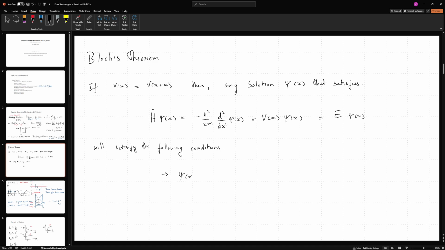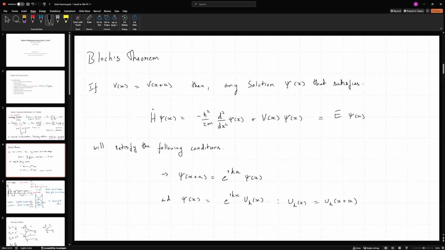First part is psi of x plus a is equal to e to the power i k a times psi of x. And both of these conditions are equivalent. Psi of x is equal to e to the power i k x times u_k of x. So this function u depends on k, such that u_k of x is equal to u_k of x plus a.